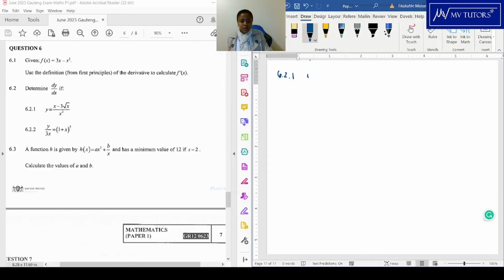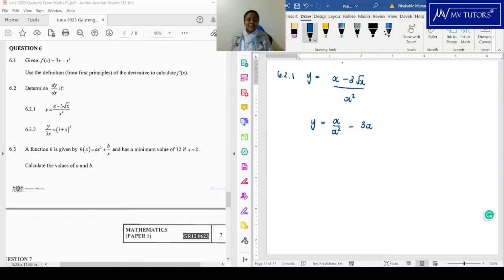y is equal to x minus 3 root x over x squared. Firstly we're going to rewrite this because we don't like fractions. We want to write everything on a straight line, if you get what I mean. So let's just change that. Basically we have x over x squared minus 3.